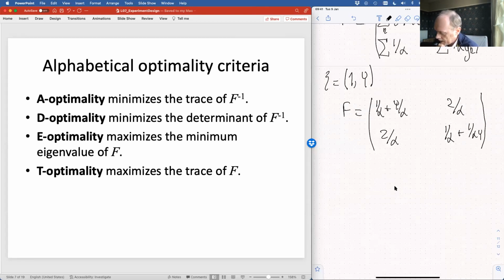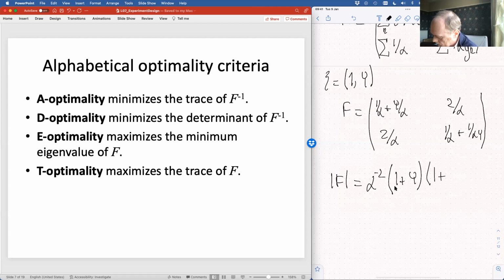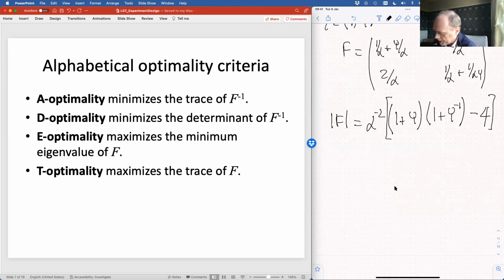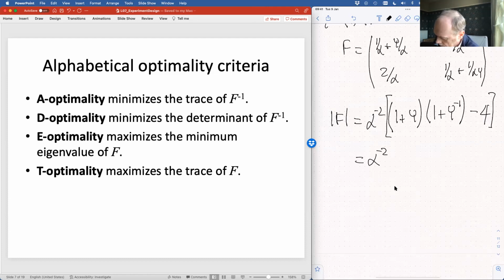Okay. We're going to compute the determinant of this. I think we can take out a factor of alpha to the -2, can't we? And then multiply: we're going to have 1 plus y times 1 plus y to the -1, minus 4 from the off-diagonal elements, all multiplied by alpha to the -2. Multiplying that out, what do we get from this first term? We're going to get 2 plus y minus 1, so we end up with y plus y minus 1 minus 2.